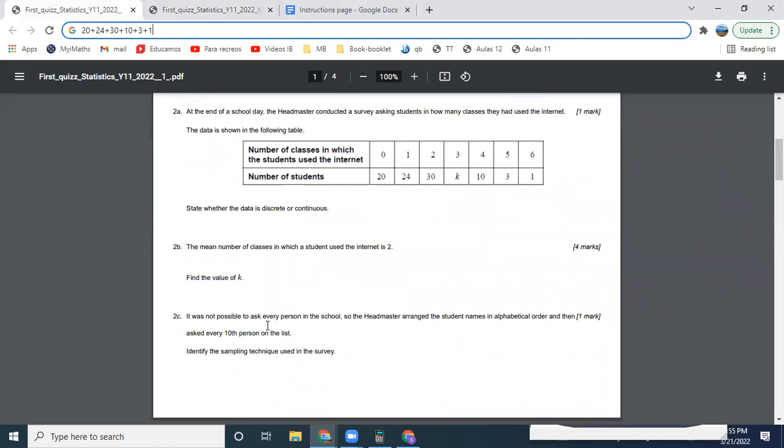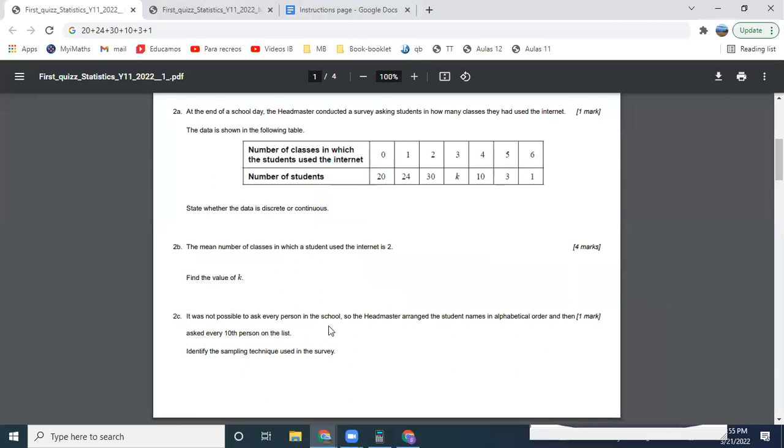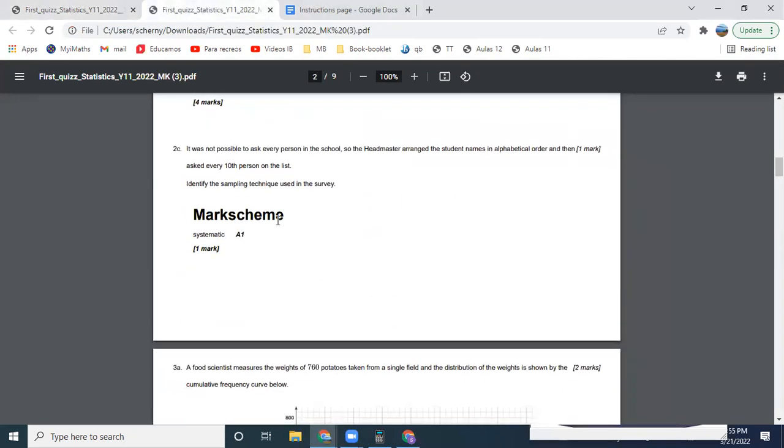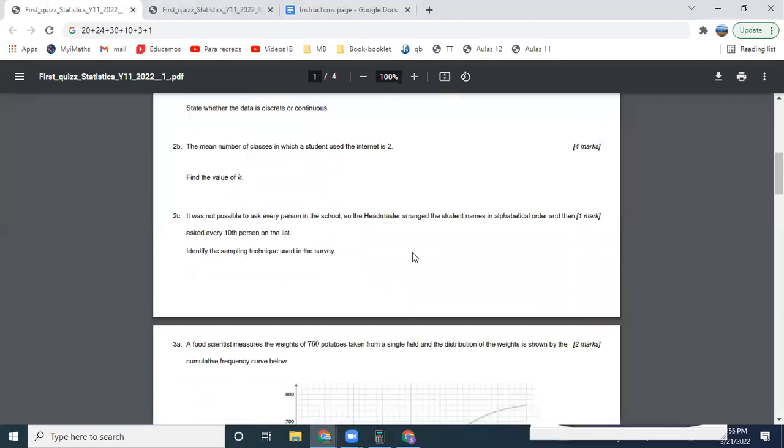Then, it was not possible to ask every person in the school, so the headmaster arranged the student names in alphabetical order and then asked every 10th person on the list. When we select our sample in a way that we get one every certain amount of people, for example, 1 every 10 people in this case, then this is systematic sampling. Okay, this is called systematic sampling, and that's the technique used here. Okay, and we have it in the mark scheme.